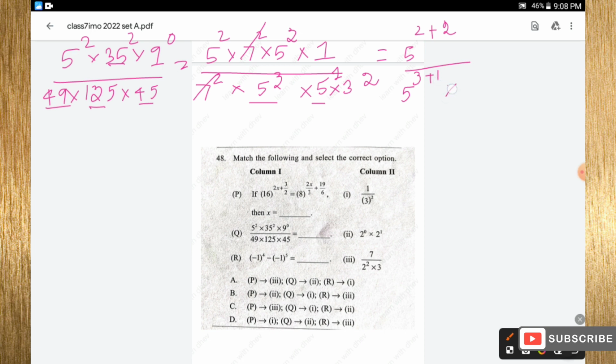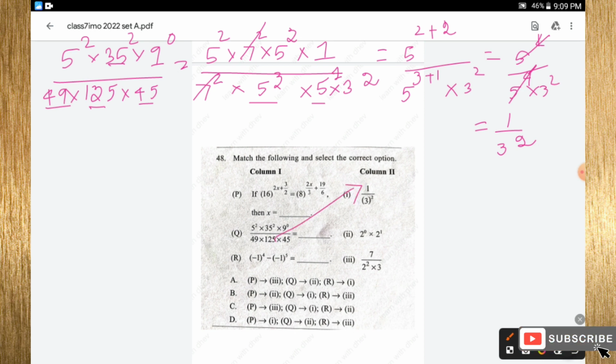Apply the product rule into 3 square. So 5 to the power 4 divided by 5 to the power 4 into 3 square. So 5 to the power 4, 5 to the power 4, it cancels. So your answer is 1 by 3 square. So for Q, the right answer is option 1 here.